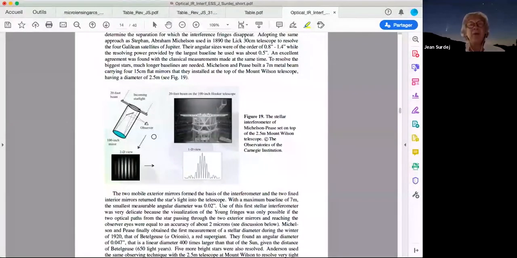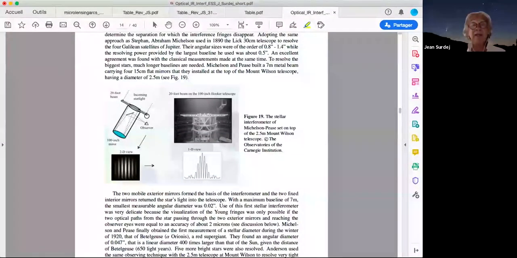And then with Pease, they set a beam 7 meters long on top of the Hooker telescope, which is a 2.5 meter telescope here at Mount Wilson Observatory in Pasadena in California. And they tried to measure the angular diameter of stars. They knew that Betelgeuse, which is Alpha Orionis, was a red supergiant, and also it is at a distance of about 650 light years, with a linear size about 400 times the size of the Sun, so they would have a good opportunity maybe to resolve it.